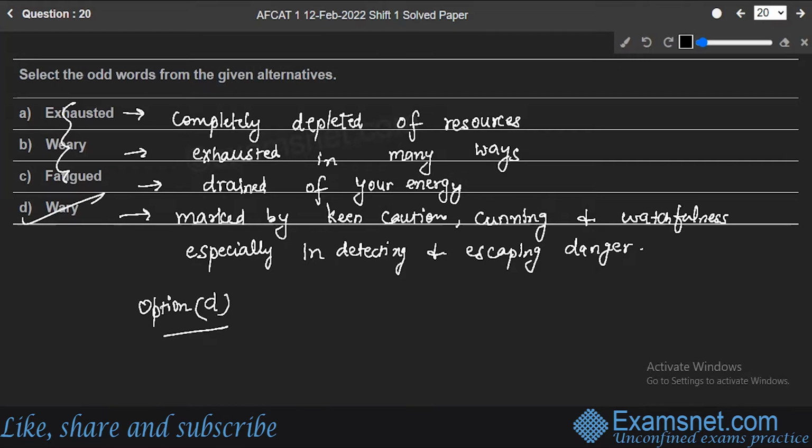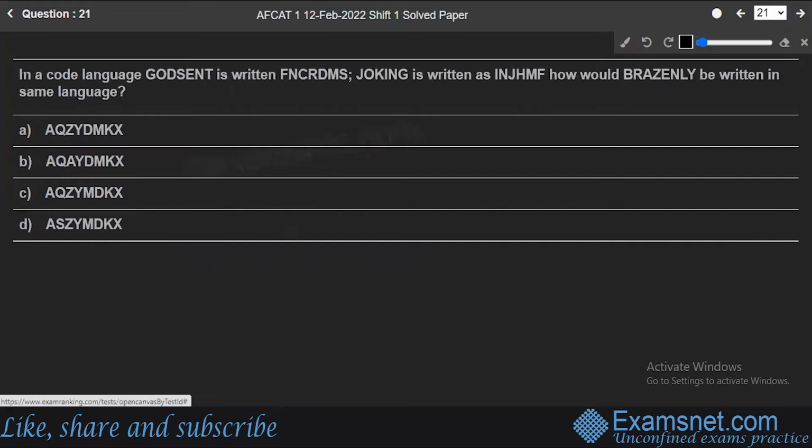Option D. Next, question number 21. I hope the previous question is clear to you. I'm moving to the next question. Here the question is about code language. God sent is written in the form of FNCRDMS.